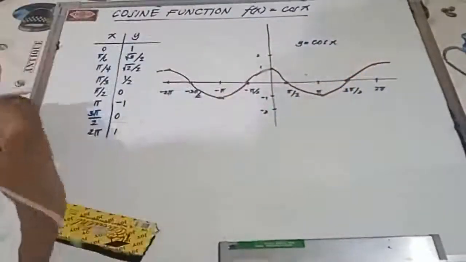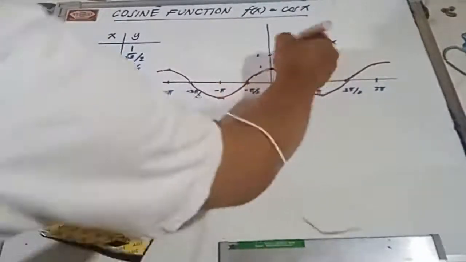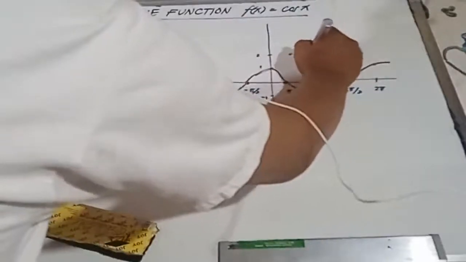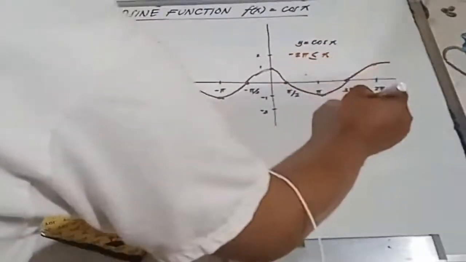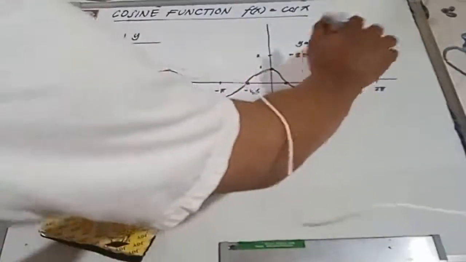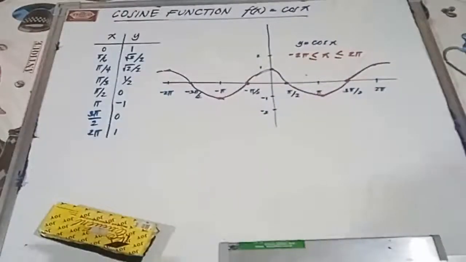Also, yung value kasi ng ating angle dito is from negative 2 pi less than or equal to x. Baliktad. Tama, x less than or equal to 2 pi. Ayan. Ayan, ang values niya.